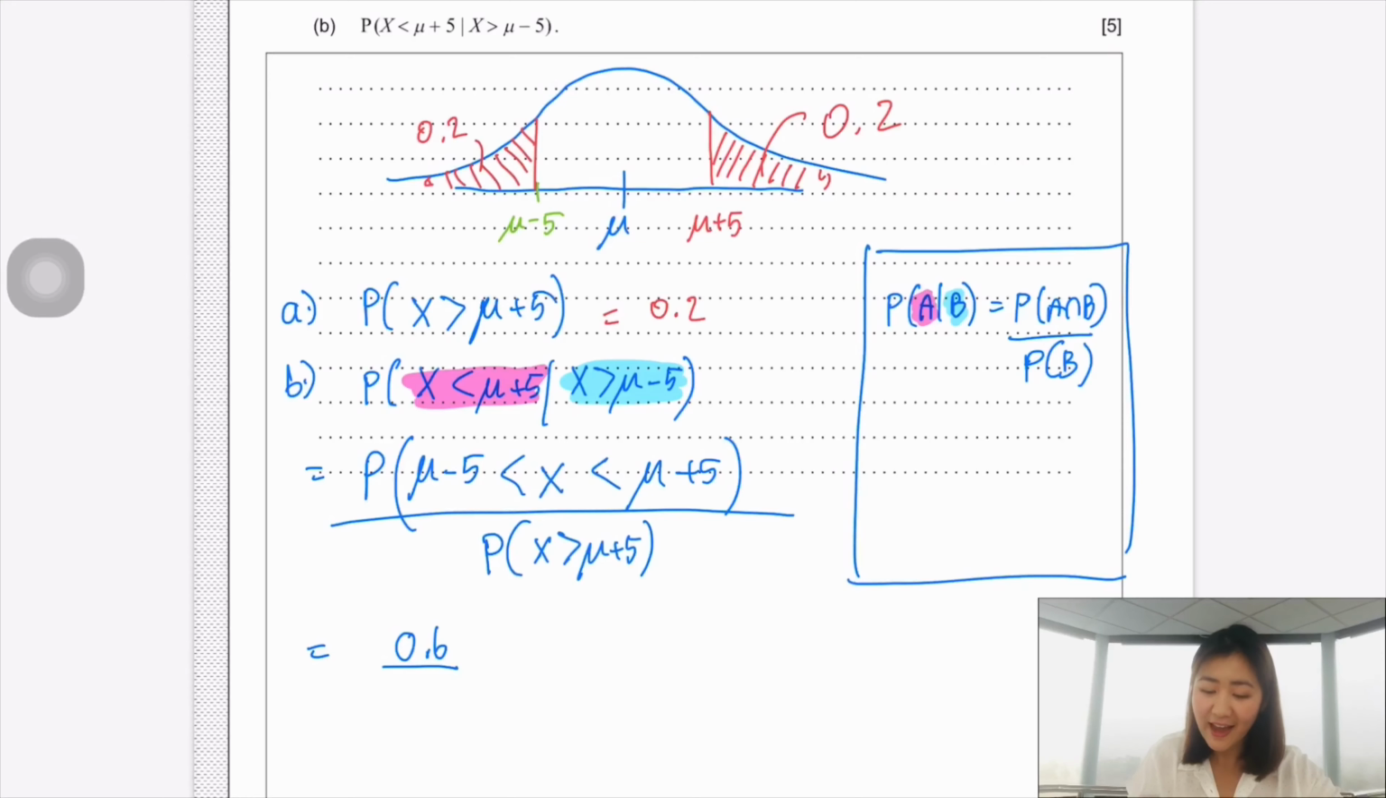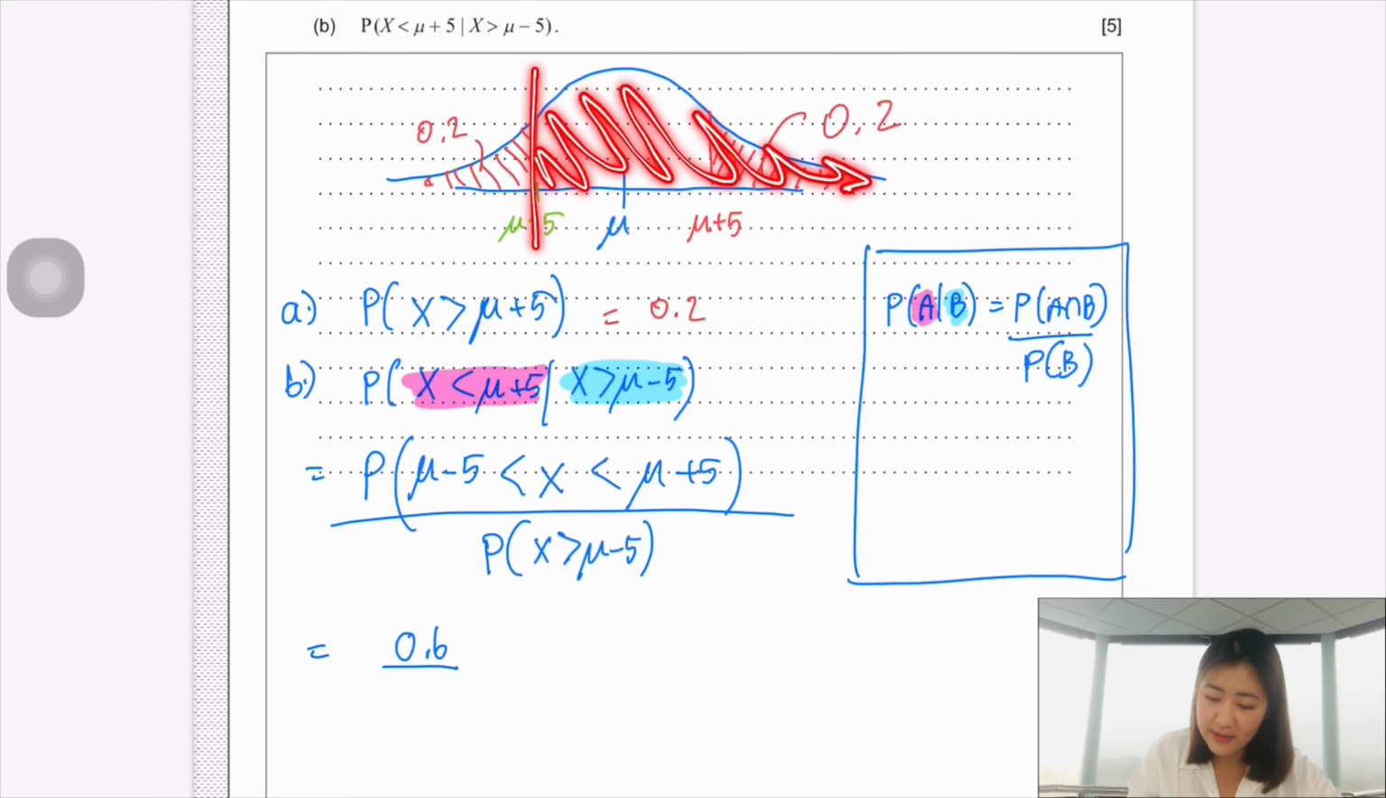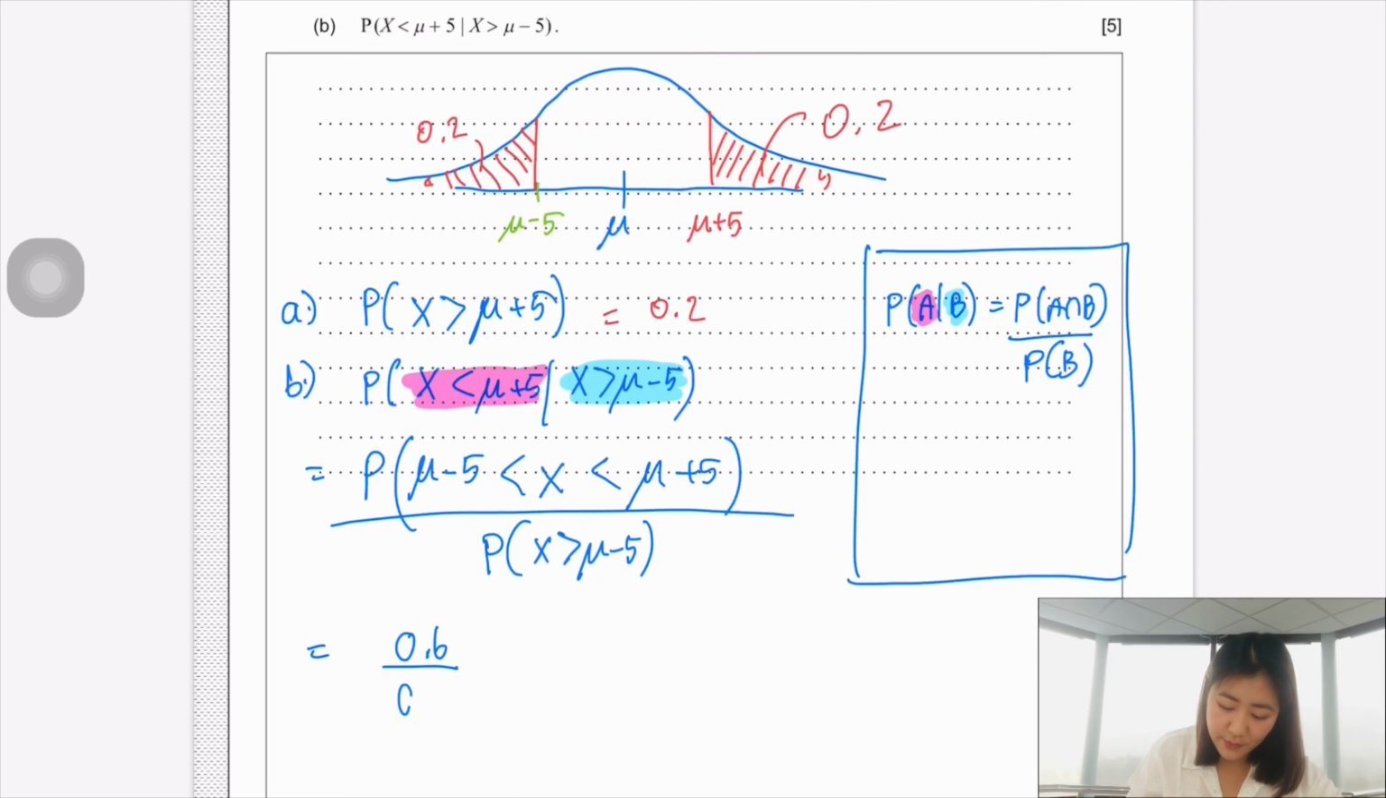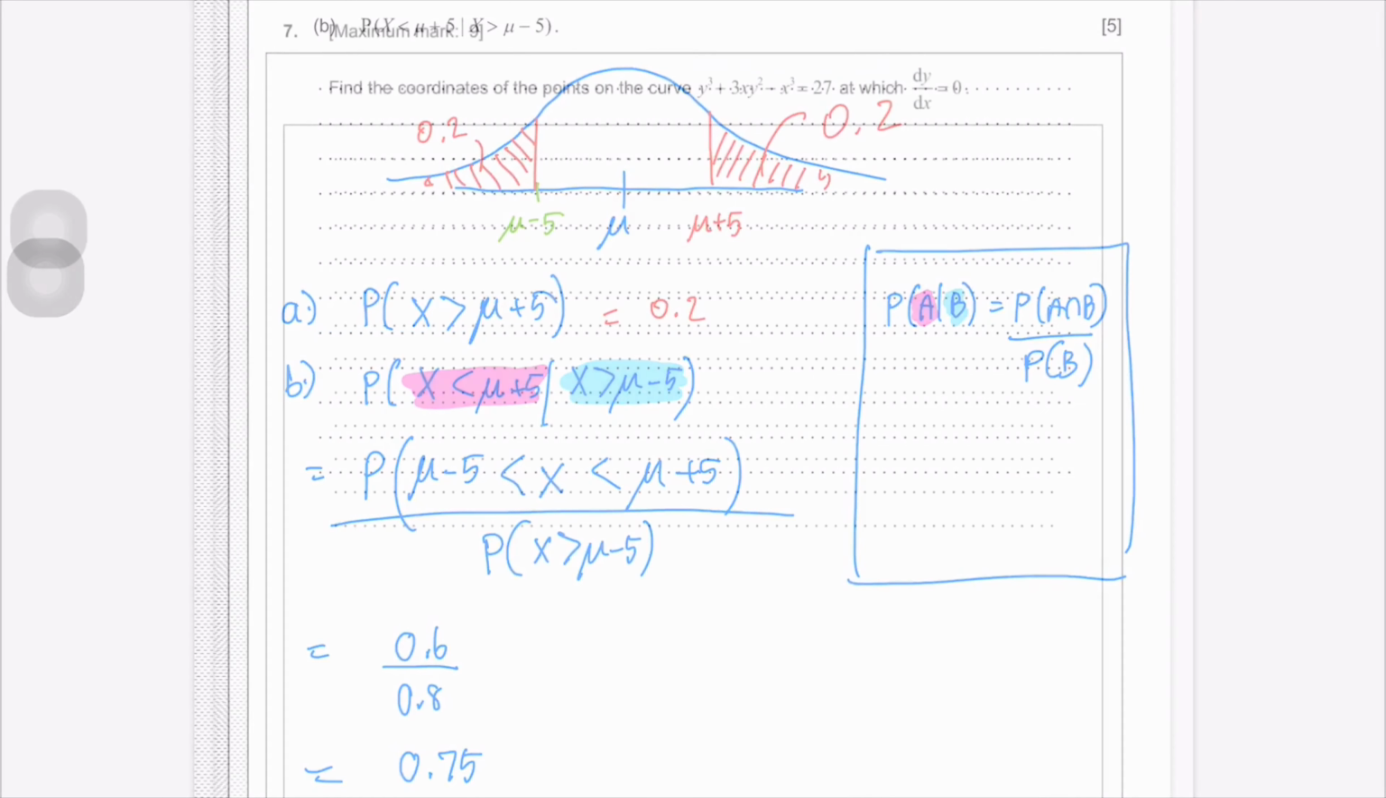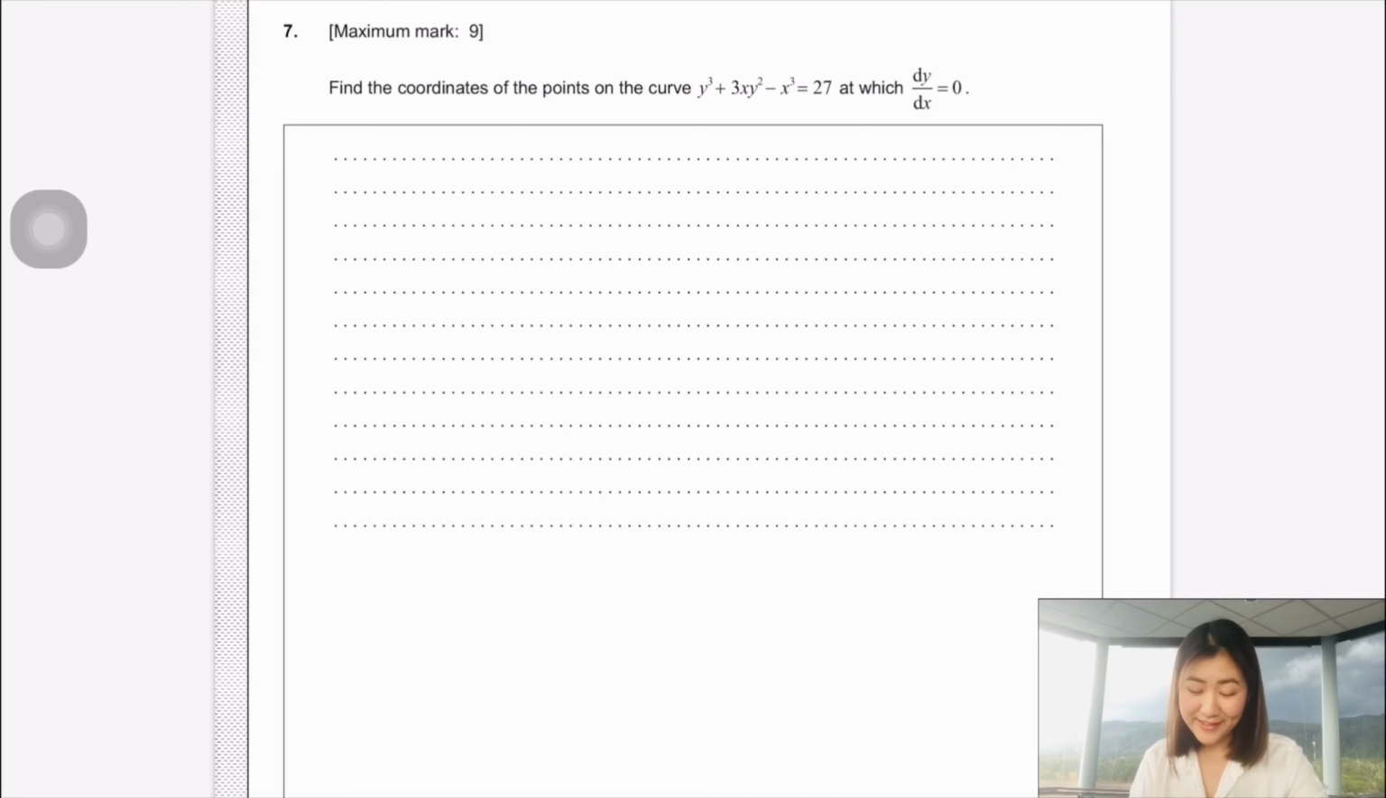Wait a minute. Yeah, I did it wrong. Here it's mu minus 5. Yeah, this is wrong. I wrote it wrong. So mu minus 5, and 0.6 over mu minus 5 and then greater than. So this part is gonna be 0.8, right? So this is 0.8. Simplify, you would get 0.75. That's it. Yahoo!